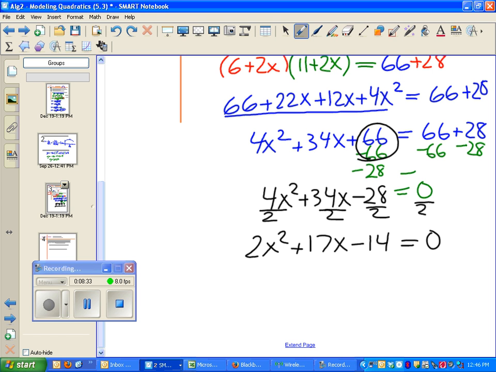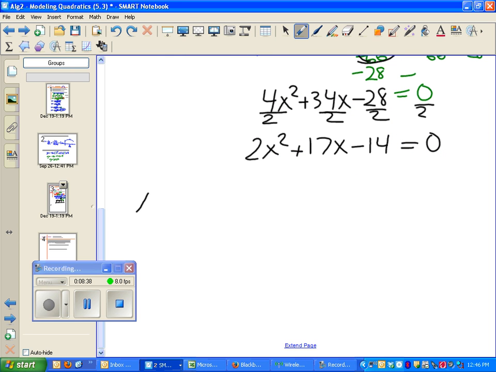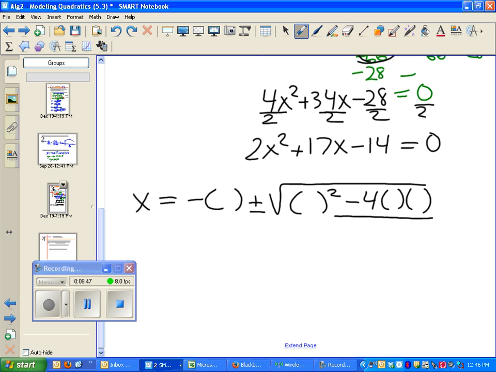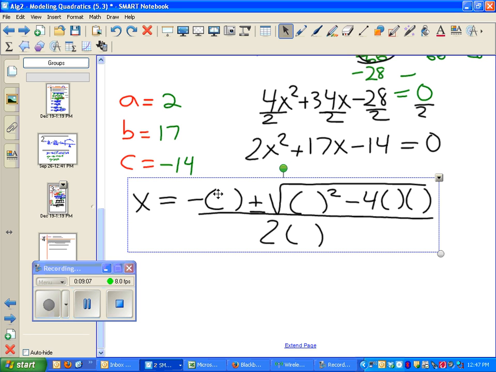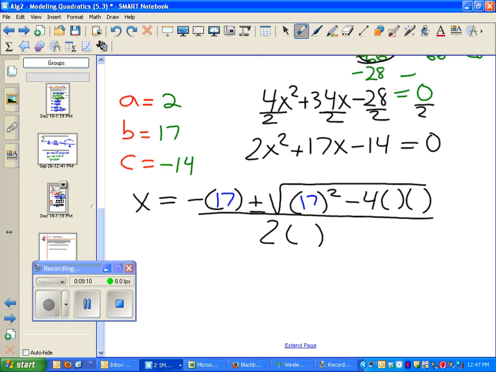And then from there, I want to use the quadratic formula, because it does not factor. So x is equal to negative b plus or minus the square root of b squared minus 4ac, all over 2a. But first I have to take a triple check and figure out what a, b, and c are. So a is 2, b is 17, and c is negative 14. So I have 17 here, 17 here, a, and then c, and then a again.